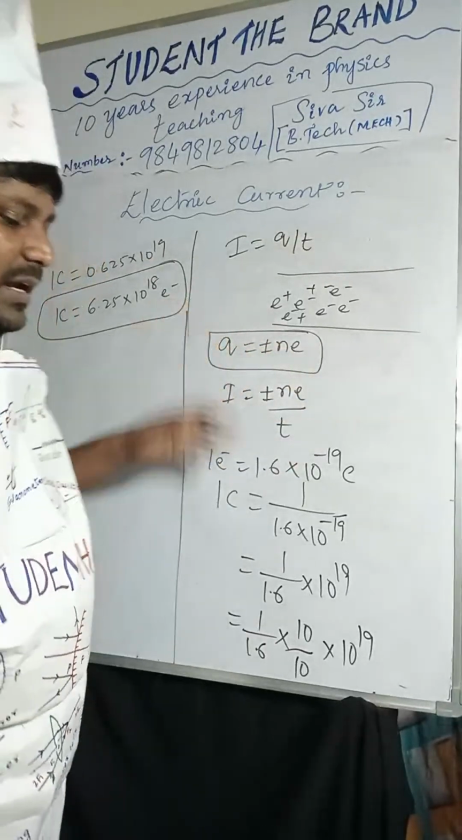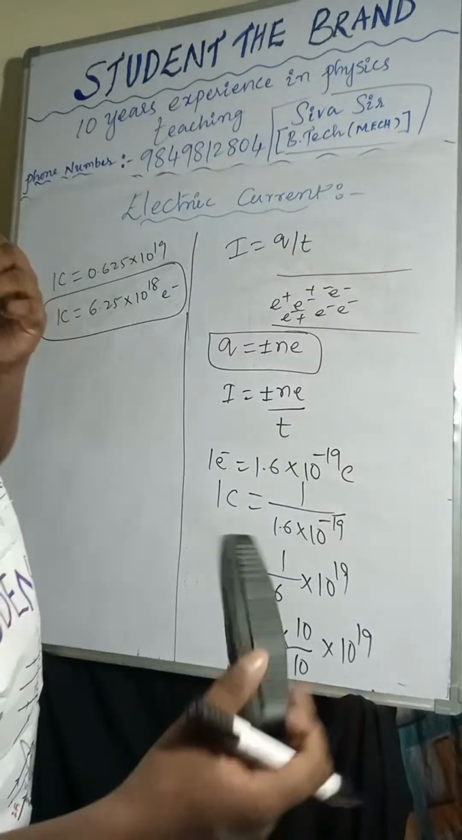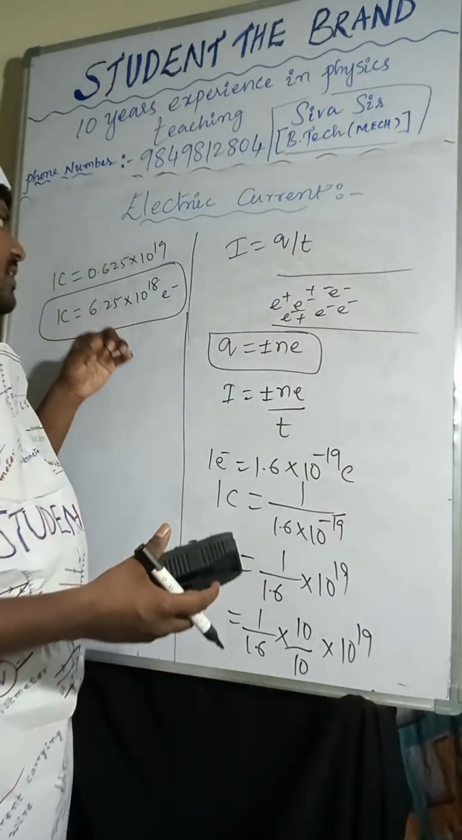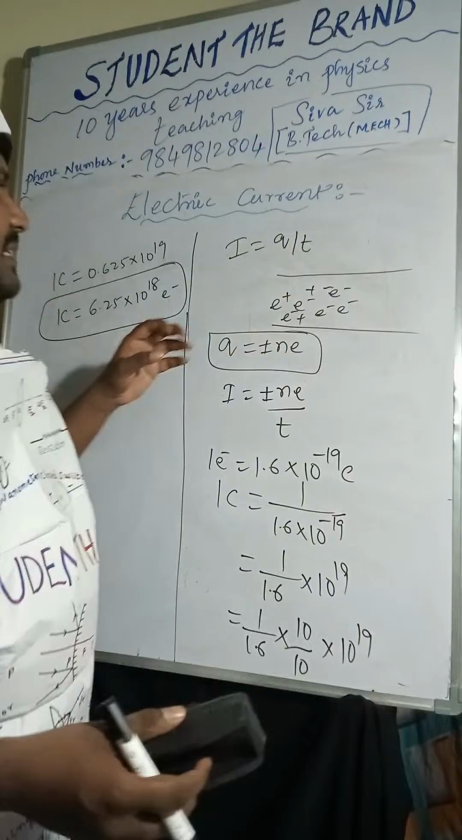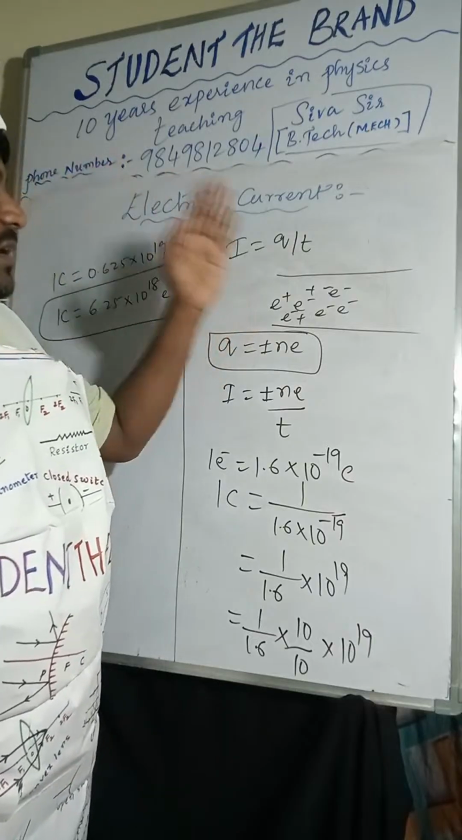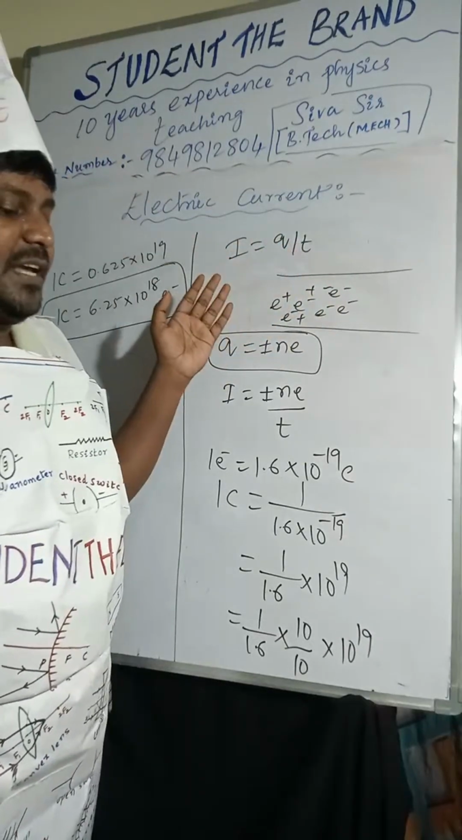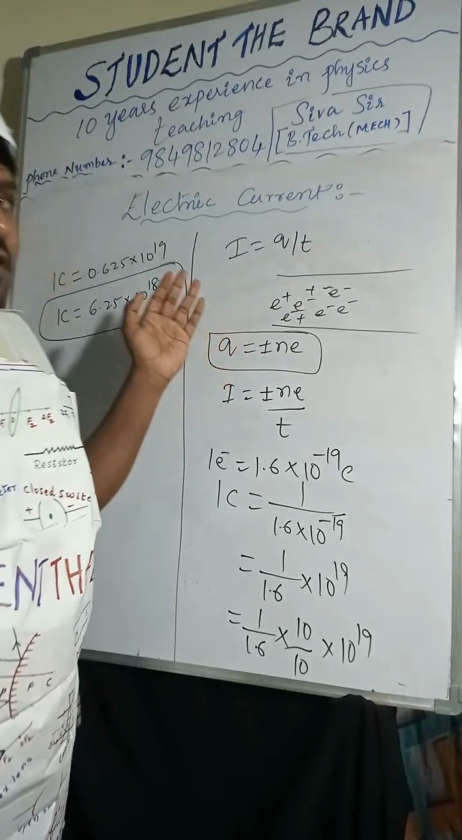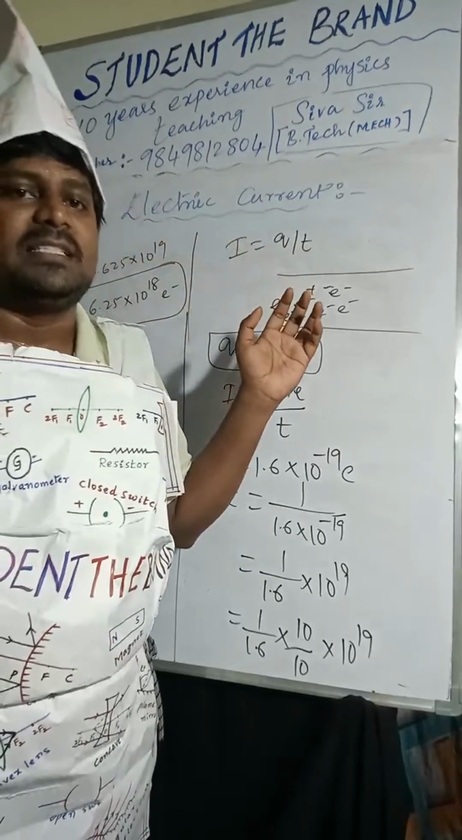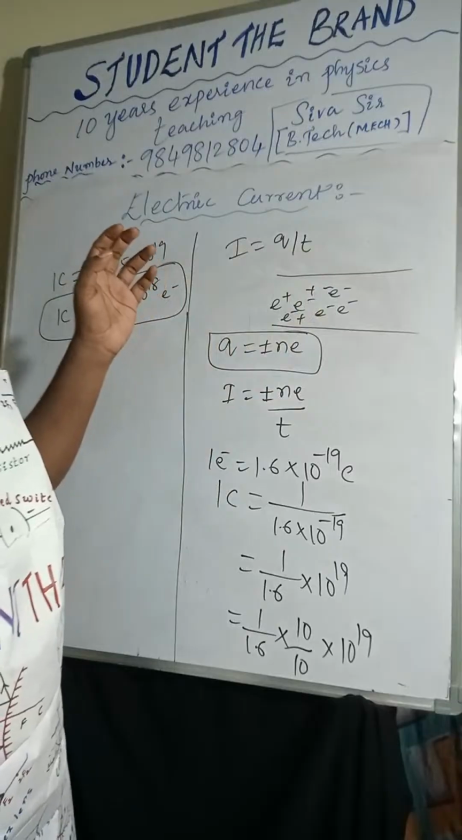So electric current, I equal to Q by T. The SI unit of charge is coulomb, the SI unit of current is ampere, and the SI unit of time is second.